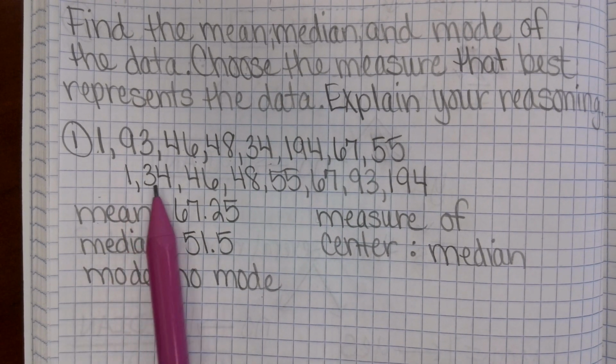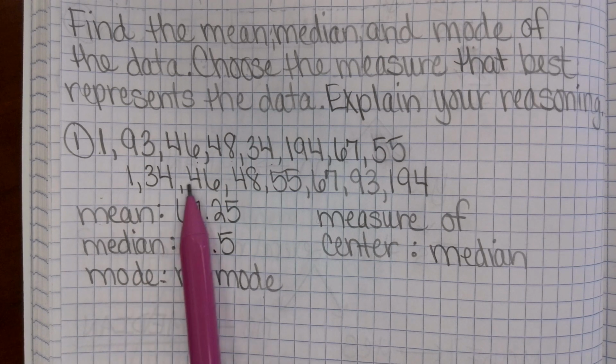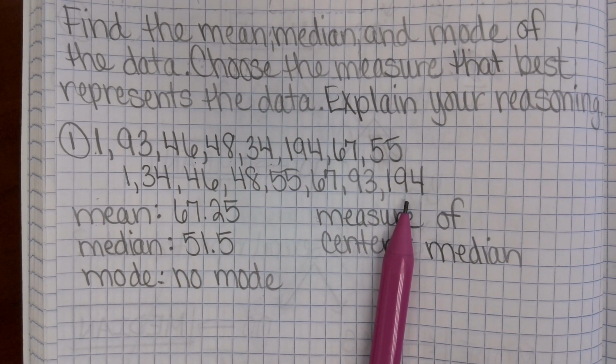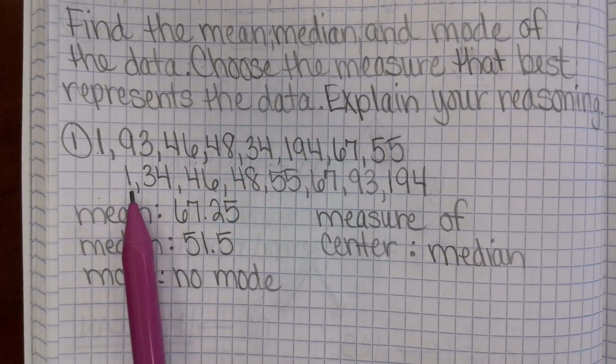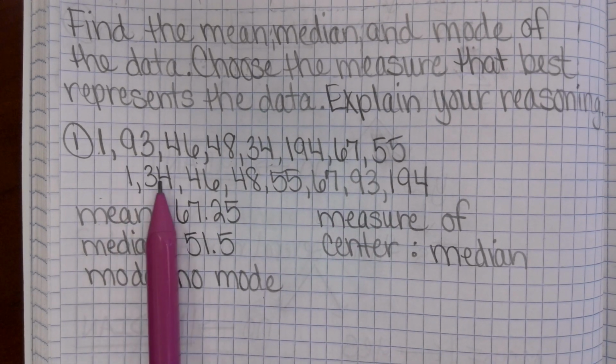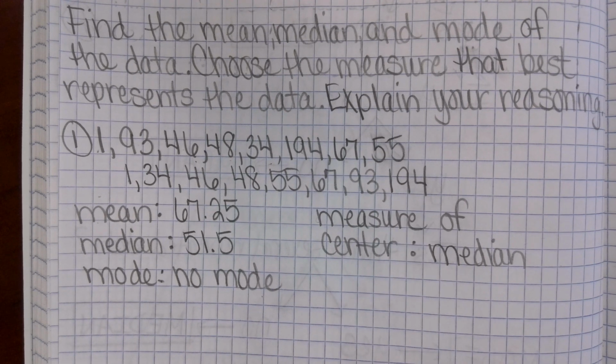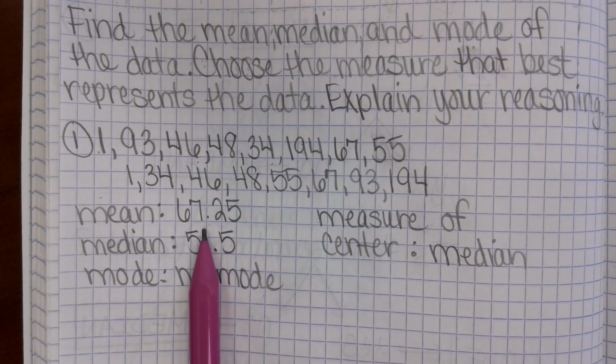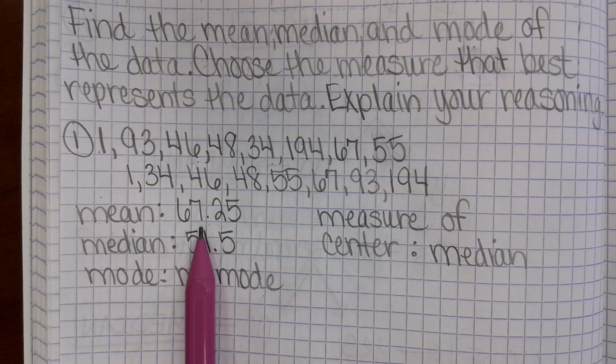I started by putting the data in order from least to greatest. I found the mean. I added all of these numbers, and then I divided by 1, 2, 3, 4, 5, 6, 7, 8, which gives me a mean of 67 and 25 hundredths.